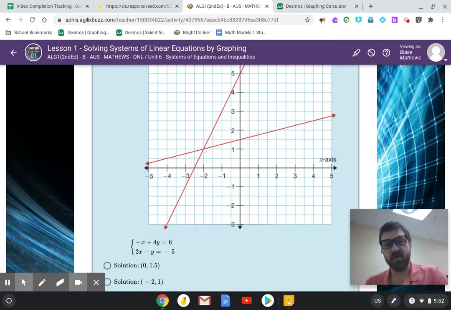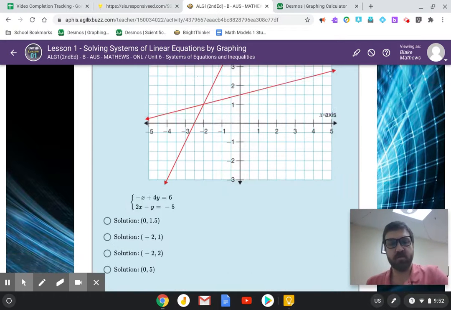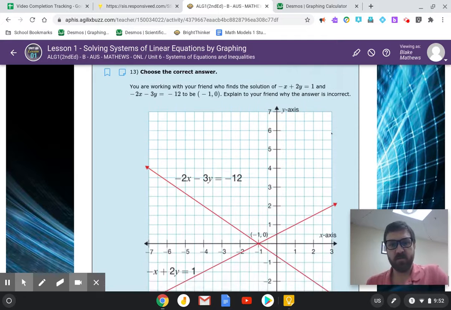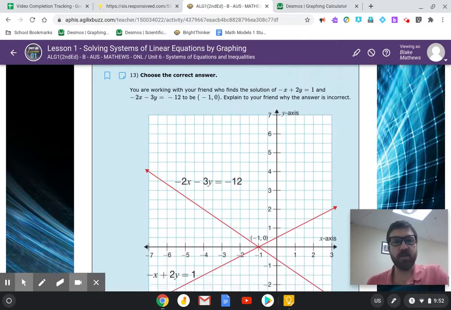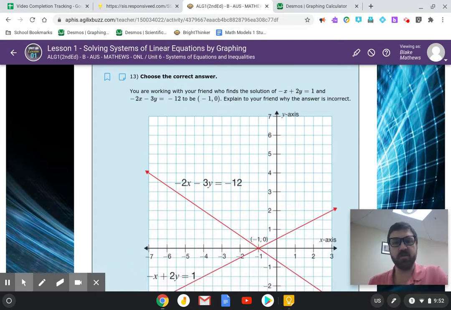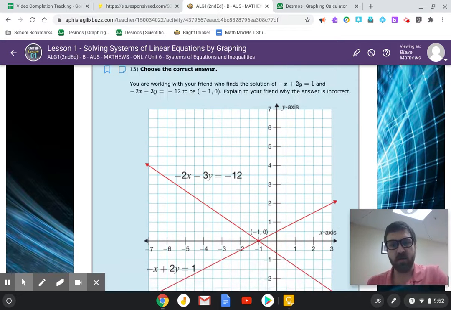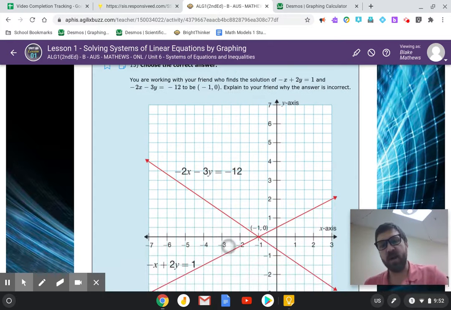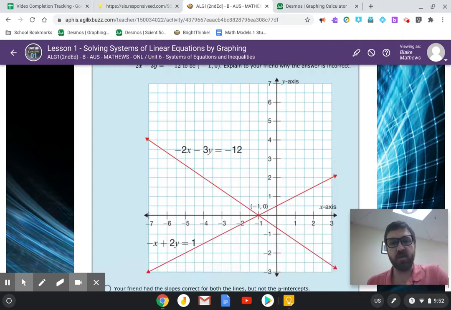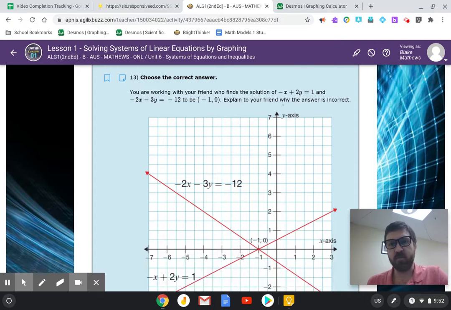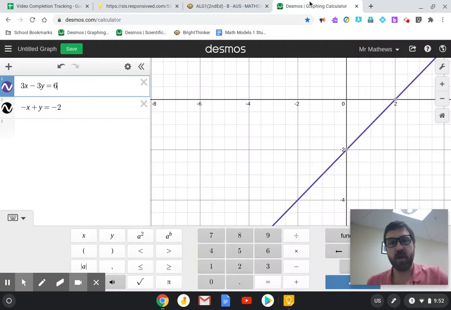Same thing with number 12. You need to find the intersection point and find the solution. Now, this one's a little bit different, but it says you're working with your friend who finds a solution for this equation, and you need to explain why it's incorrect. So they're saying these are the lines, and that's where they intersect, and we're saying, well, that isn't right. Well, we're going to just graph these lines. Negative x plus 2y equals 1.